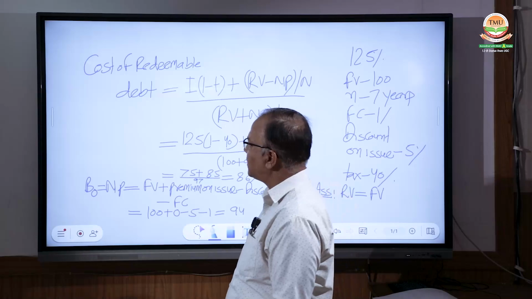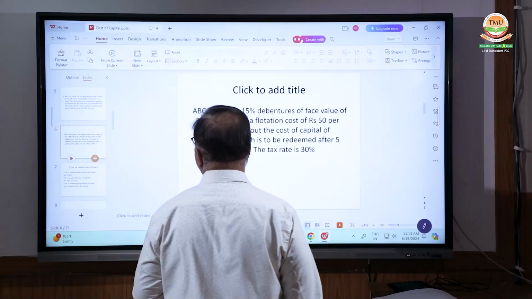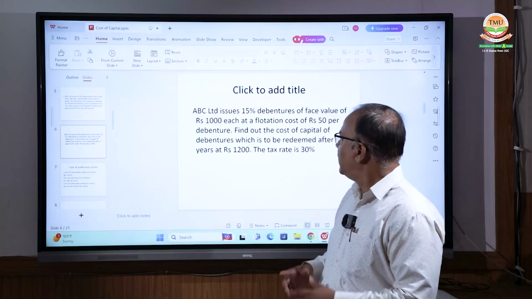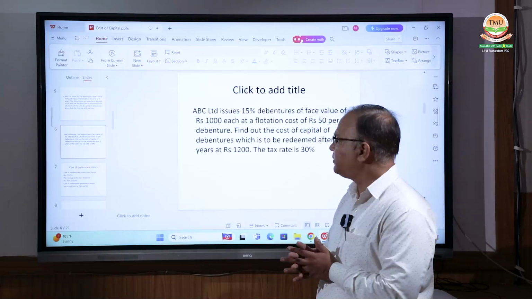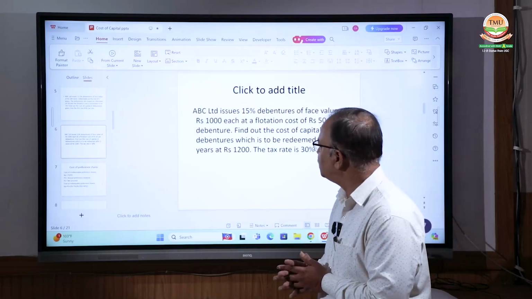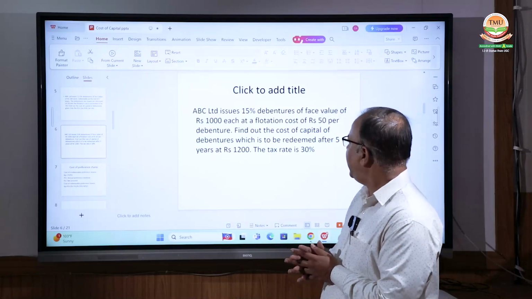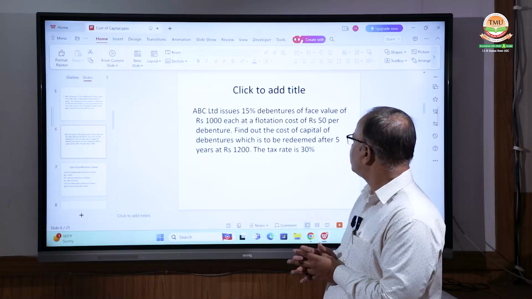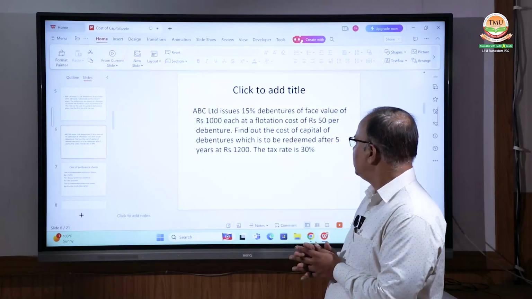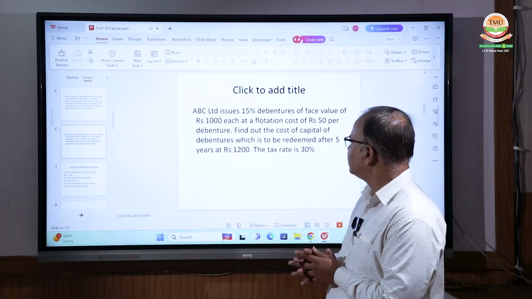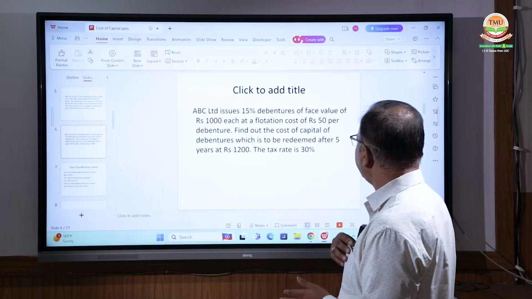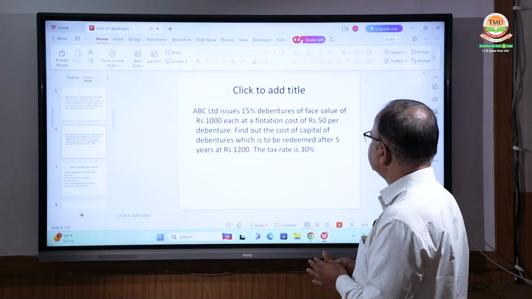Now let's do another problem. This is another problem. ABC Limited issues 15% debentures of face value of rupees 1000 each at a flotation cost of rupees 50 per debenture, which is to be redeemed after 5 years at rupees 1200. The tax rate is 30%.